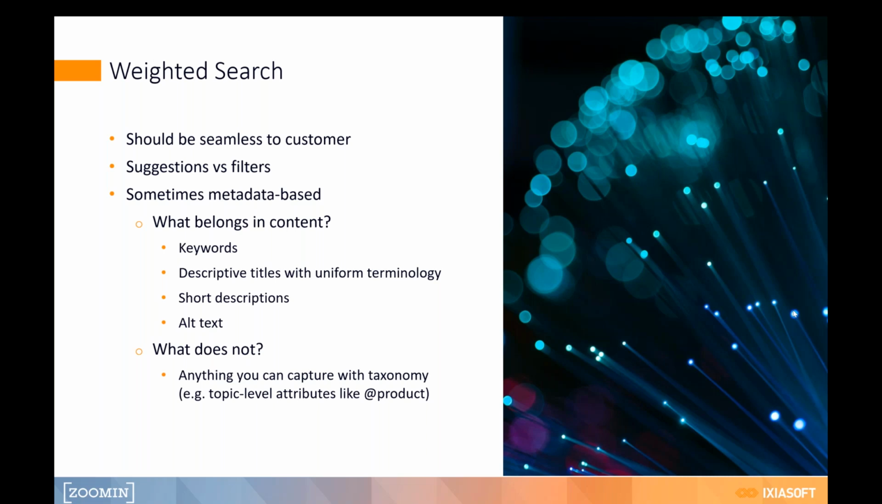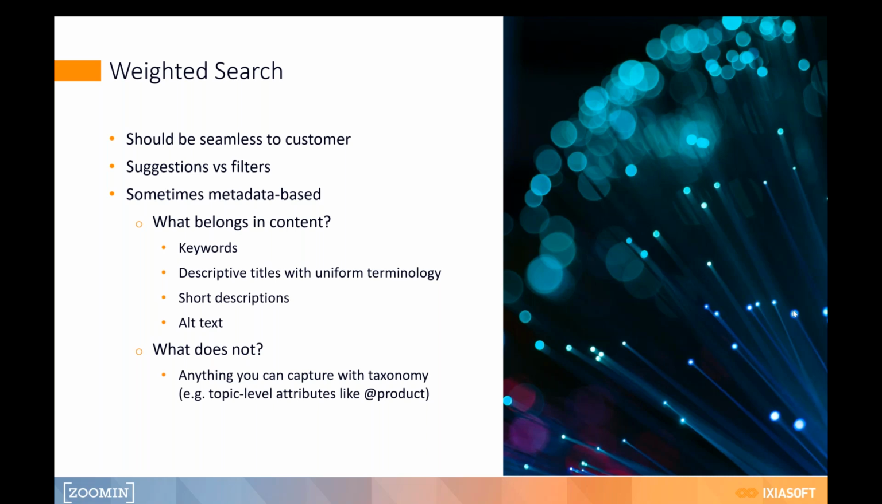Now, what doesn't belong in your content with respect to weighted search is basically, it's kind of hard to define a negative, but it's really anything you can capture with taxonomy. So these categories, like the product, like the version, like the user role, things like that, that doesn't belong in your content. You don't need to add that using data or other meta or anything like that in your content.